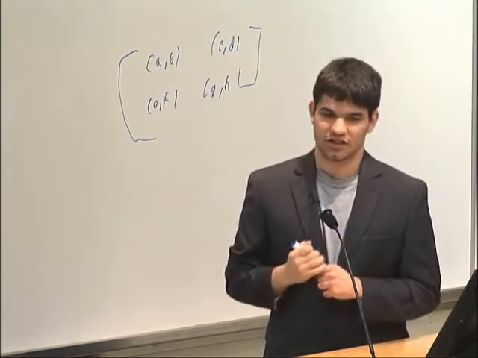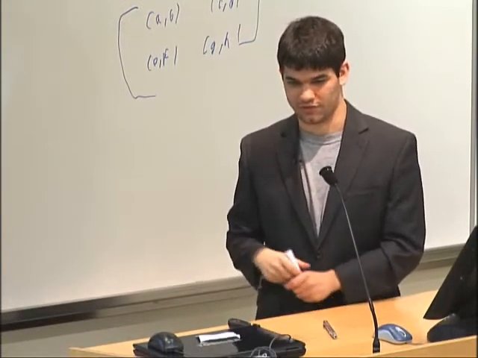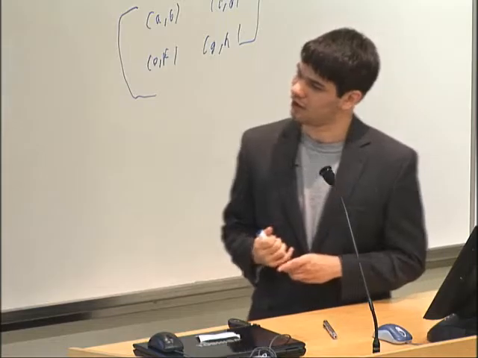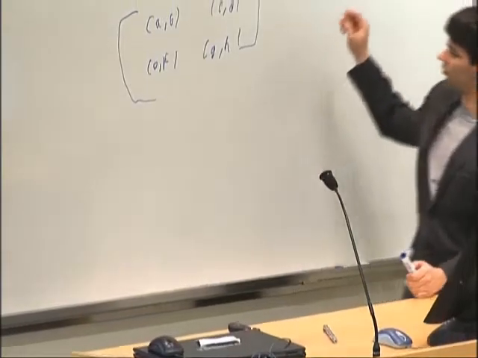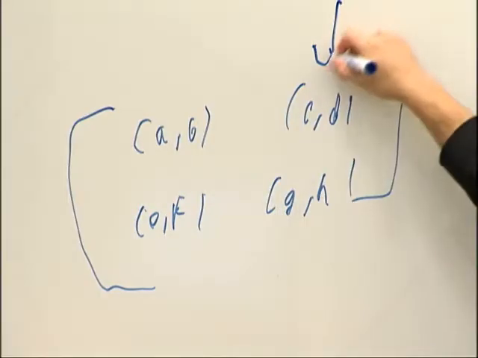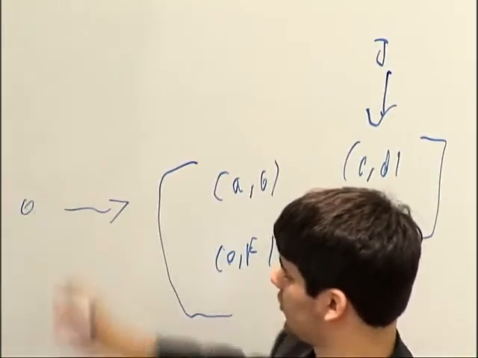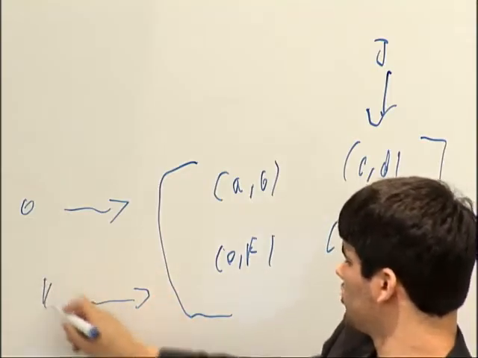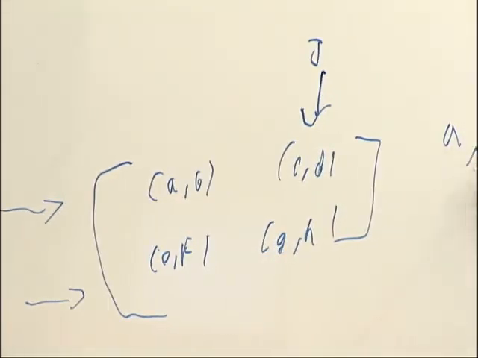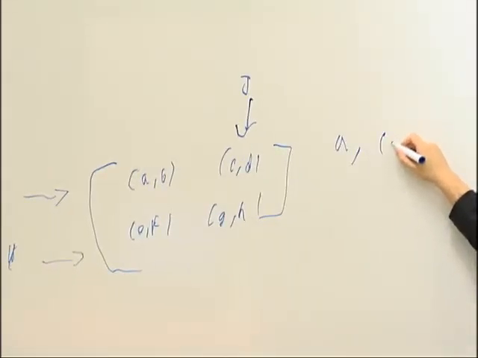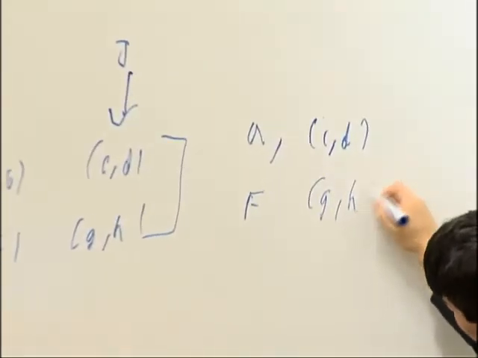There's a receiver, and he can learn for each row either the first one or the second one of the pair in the row. And then he can also learn both values in half the columns. So for example, if the receiver chooses to learn this column, and for this row he chooses 0, and for this row he chooses 1, well, the values he's going to get are A, C, D, and for this one, he's going to get F and G, H.